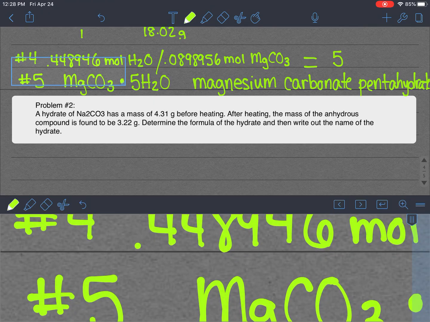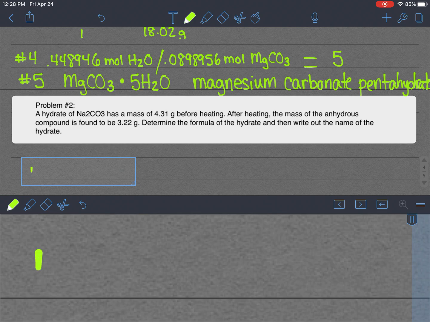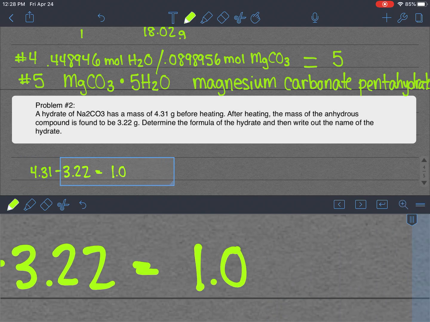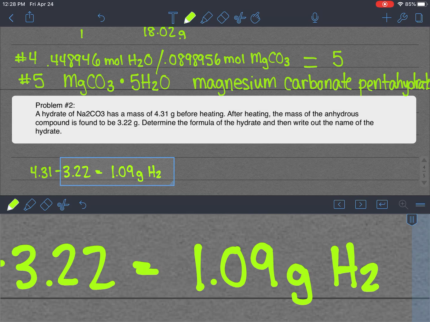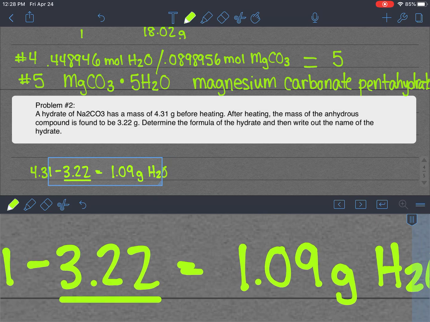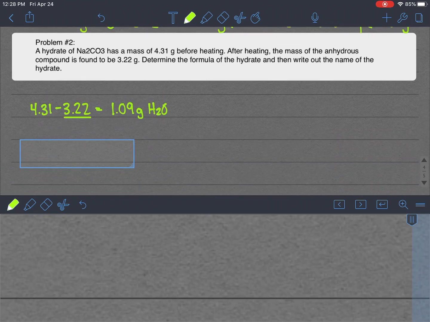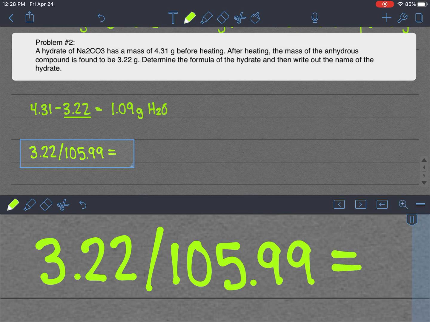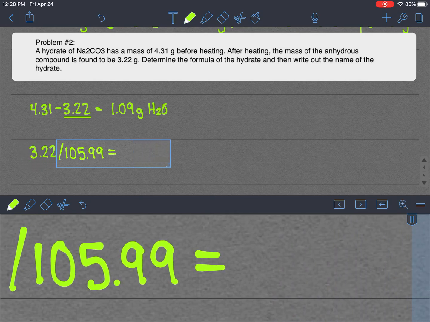The first step being to subtract. So we're going to take 4.31 minus 3.22, and that is going to give us how much water was lost. So that's 1.09 grams of water. My anhydrous mass is always going to be that second thing, right? What I had subtracted. So I'm going to go ahead and take 3.22. I'm going to divide it by the molar mass of sodium carbonate, which I found earlier to be 105.99. That's going to give me the moles of sodium carbonate.